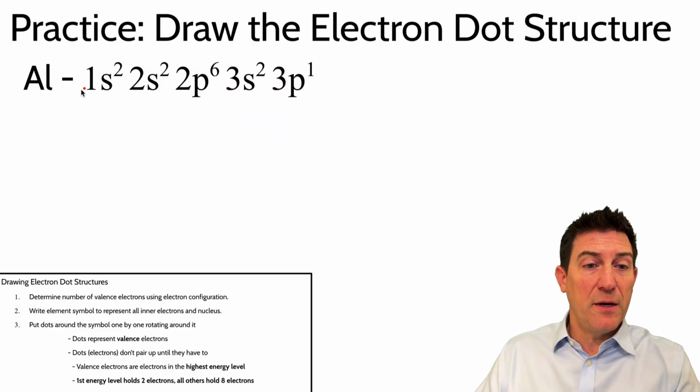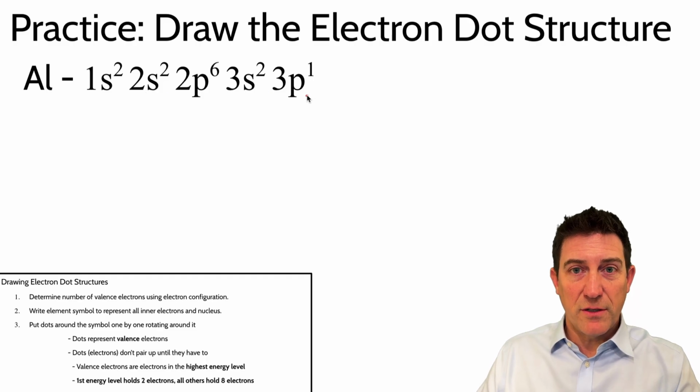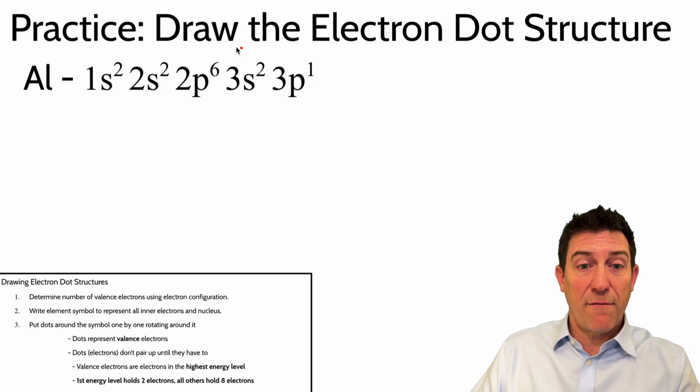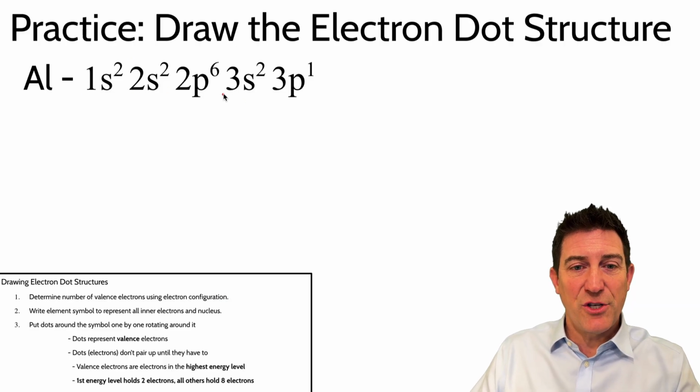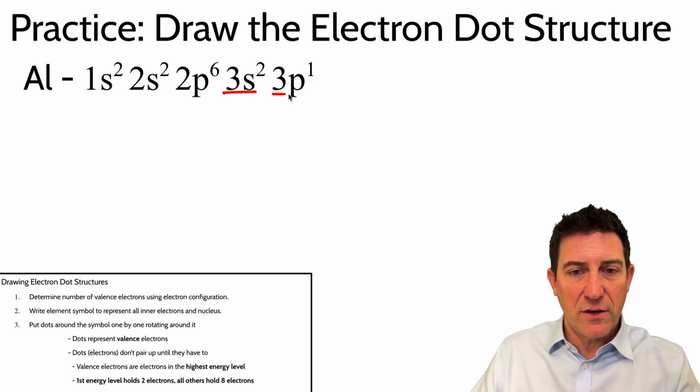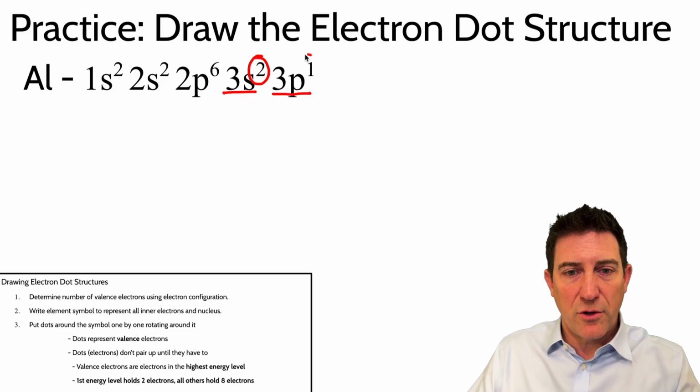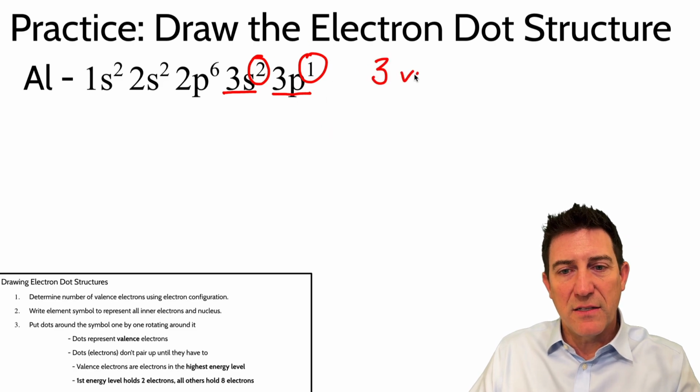Next up, aluminum. I've written out the electron configuration to speed this up a little bit. So we need to determine the number of valence electrons from this. We're looking for the highest energy level. I see the 3rd energy level here and the 3rd energy level here. There are 2 electrons in the s orbital in the 3rd energy level and 1 in the p orbital. That's a total of 3 valence electrons.